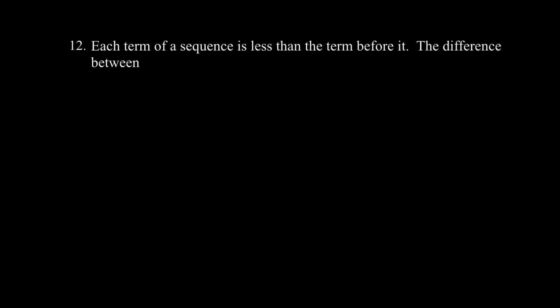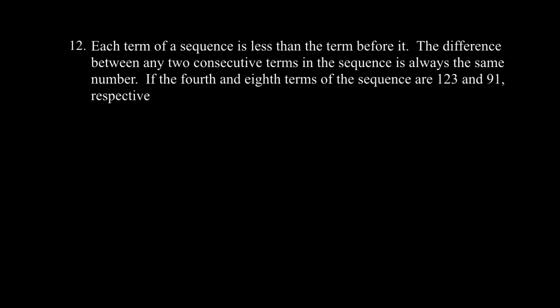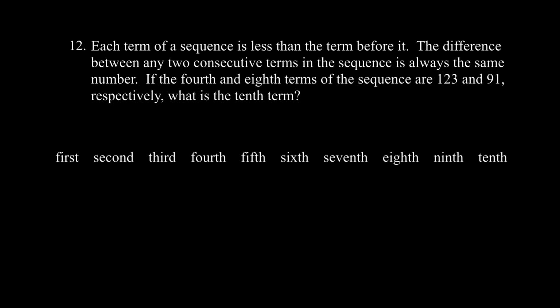Number 12. Each term of a sequence is less than the term before it. The difference between any two consecutive terms in the sequence is always the same number. If the fourth and eighth terms of the sequence are 123 and 91, respectively, what is the 10th term? So I would set up your places for your terms, and I'd indicate, okay, the 123 is in the fourth term and 91 is in the eighth term.